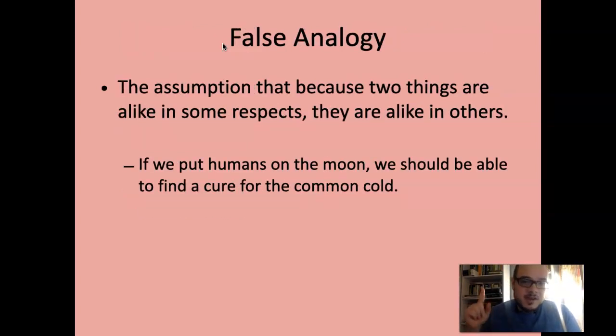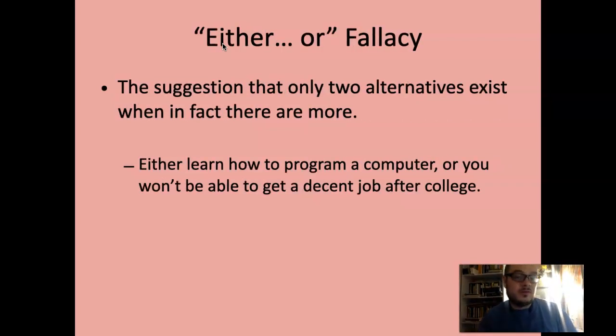False analogy. The assumption that because two things are alike in some respects, they are alike in all others. If we put humans on the moon, we'll be able to find a cure for the common cold. All right, this is a false analogy because we have a different kind of problem with putting people on the moon versus the common cold. The common cold is actually a complex of viruses, including non-COVID-19 coronaviruses, ironically. And they're too complicated and mutate too much for us to find a cure for them. We can maybe have vaccines for them, but we can't cure them all.